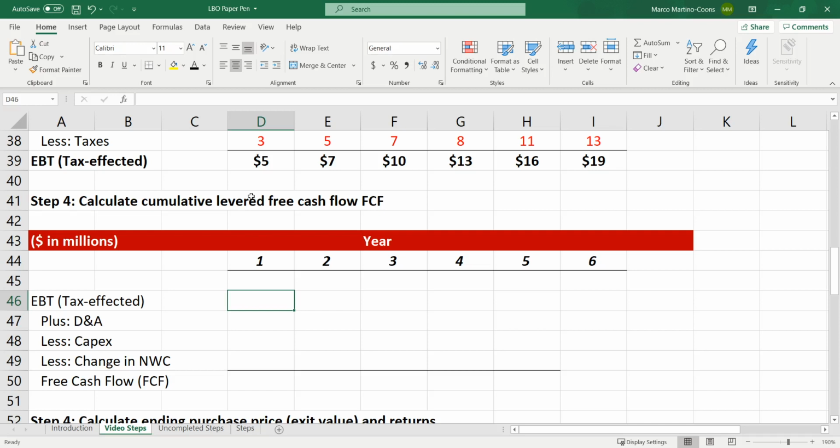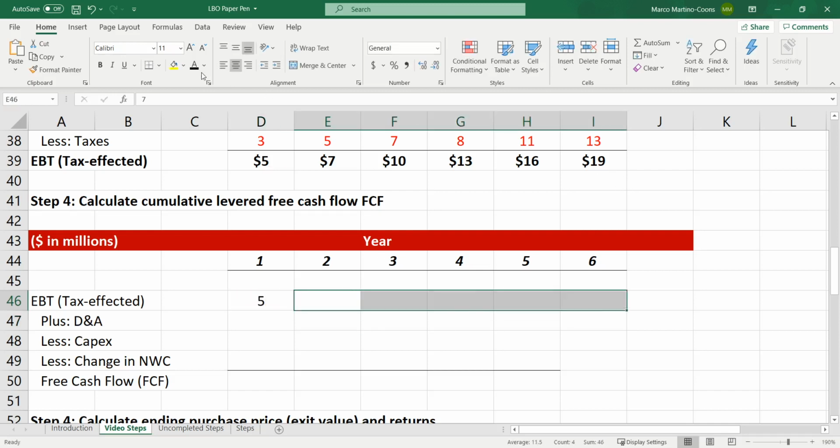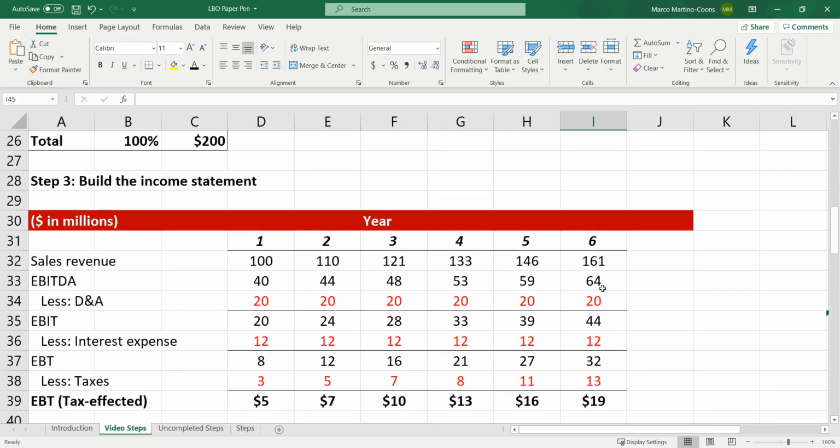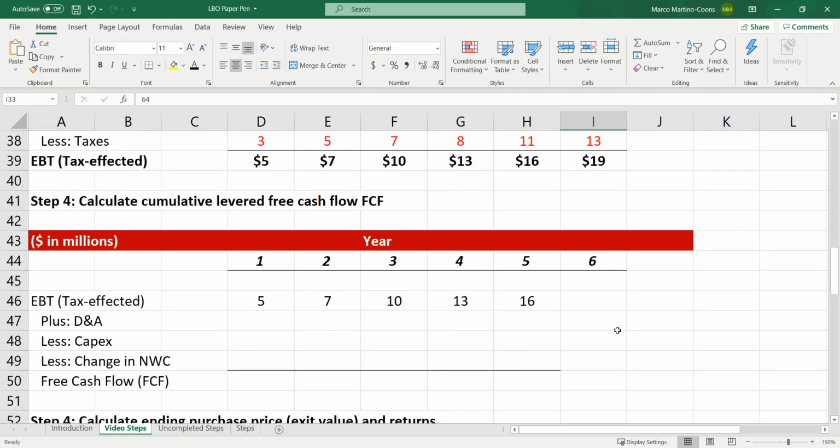So now we can see our first line is our EBT tax affected. We already calculated that, which is amazing. So all we have to do here is fill this in, right? It's just the exact things that we calculated up here, so there is no work that has to be done. And as you can see, I'm not filling in year 6 at all, because we know that we don't need this for a free cash flow. We only needed year 6 to find this 64 EBITDA.